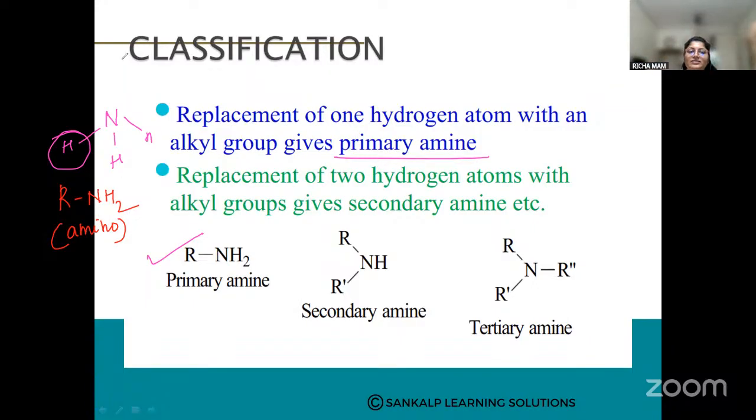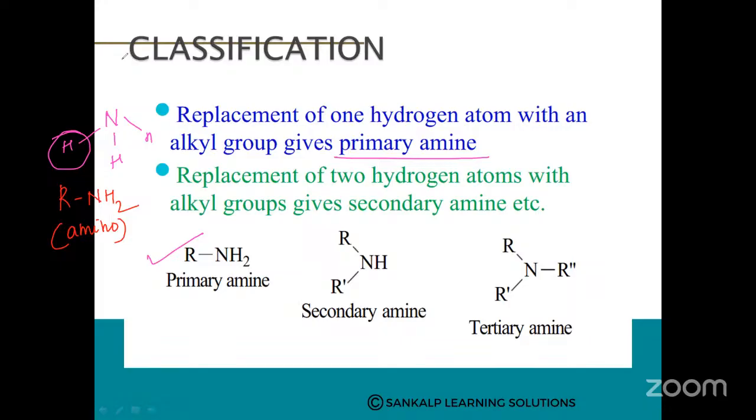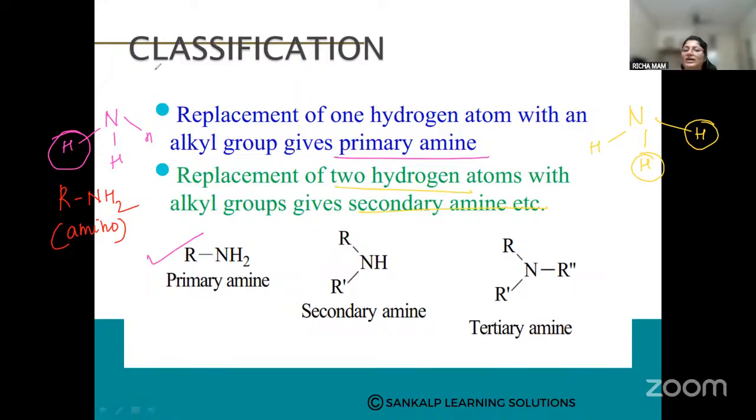Now, the second one is the secondary amine. What have we discussed about secondary amine? Here is the ammonia. When two of the hydrogen atoms are replaced by an alkyl or an aryl group, they are called secondary amines. So the replacement of two hydrogen atoms gives the secondary amine. Is it clear?